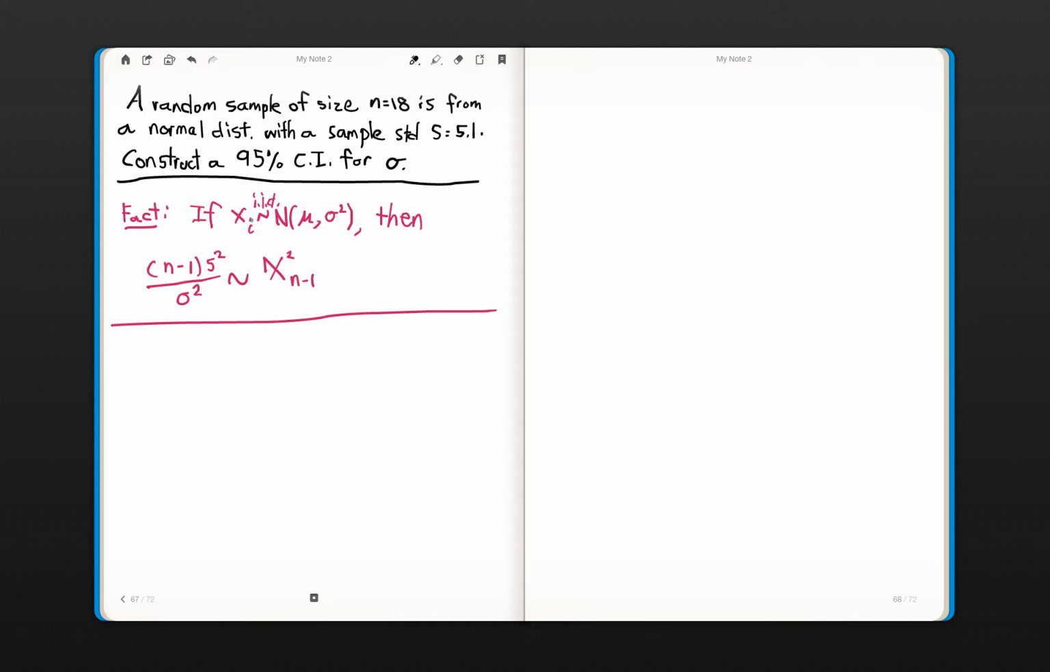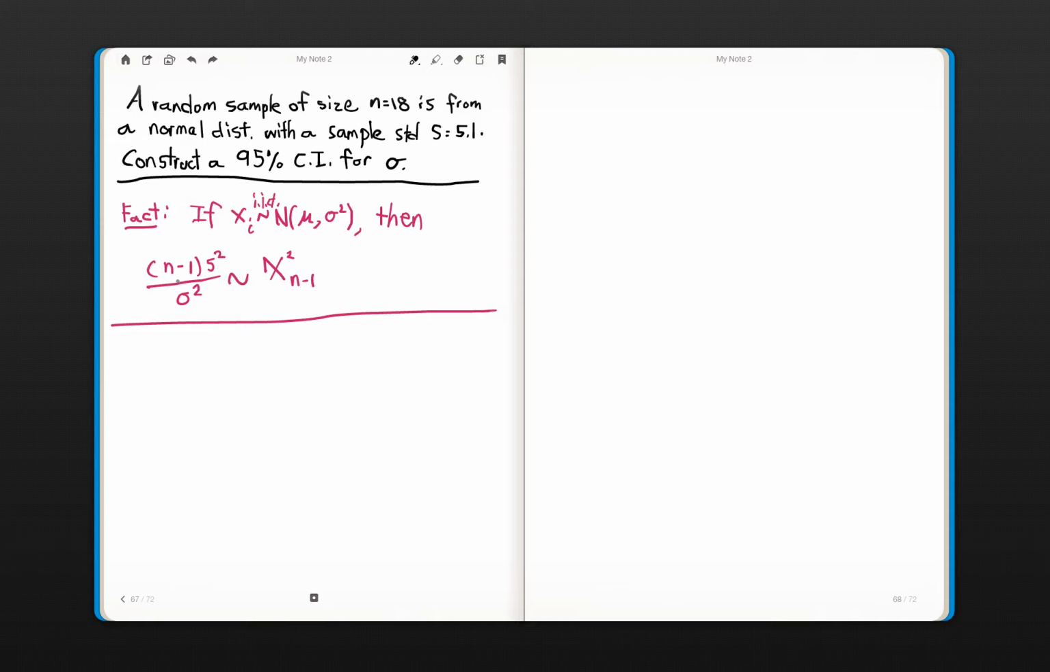If we have data IID, independent and identically distributed, from a normal distribution with mean mu and variance sigma squared, then it turns out that this quantity here, n minus 1 times s squared divided by sigma squared, is distributed as a chi-square distribution with n minus 1 degrees of freedom, where n is the sample size that we generate from the normal distribution.